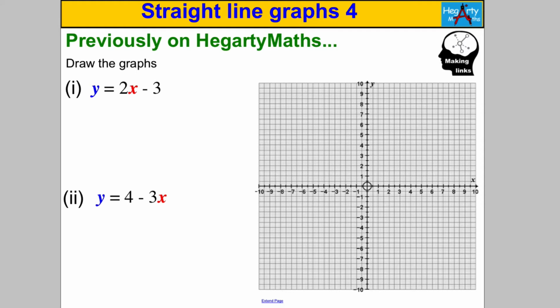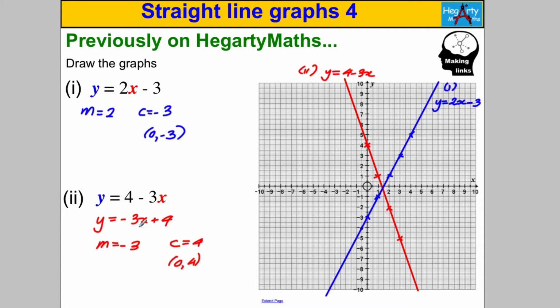Pause the video and for each of the following two questions, using the form y equals mx plus c, could you quickly draw the following two graphs? Okay, you must be able to do this for this particular skill. Did you get the following? I wanted you to state from this that m was 2 and c was negative 3. Therefore, for the first one, you go to 0, negative 3.